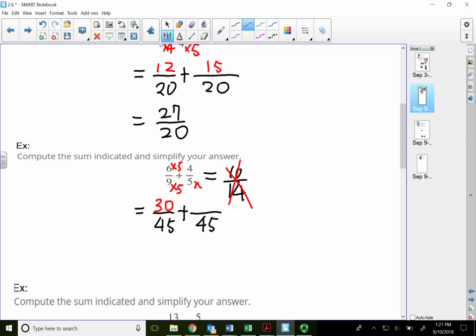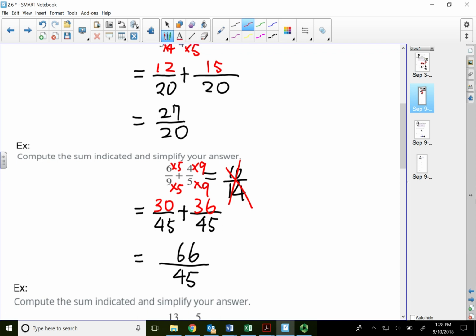My second denominator is 5, which needs to become 45 by going into it 9 times. So that means my denominator needs to be multiplied by 9. My numerator will also be multiplied by 9. So that gives me 36. If I add up the numerators now and keep the denominator the same, that will be 66 over 45.